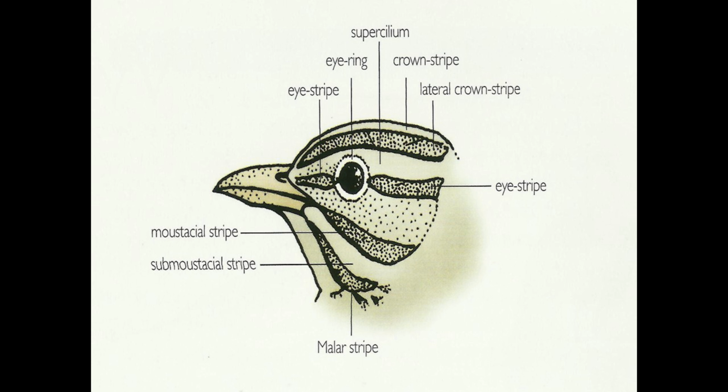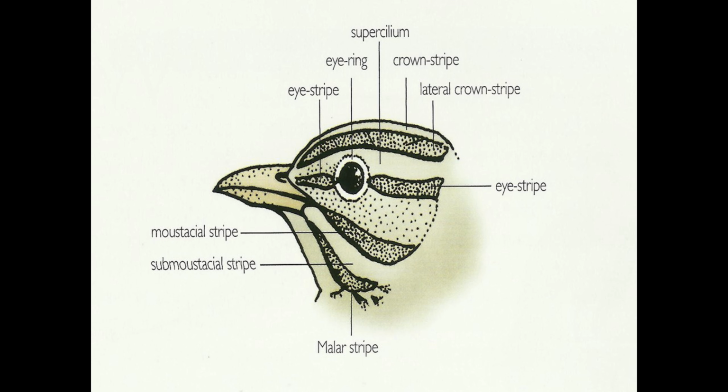The supercilium is also referred to as brow in some field guides. A streak extending backwards and downwards from the base of the bill, above the malar region, as seen in the bearded reedling, is known as moustachial stripe. A streak below the moustachial stripe, the submoustachial stripe, that extends from the base of the lower bill to the side of the neck is known as malar stripe.